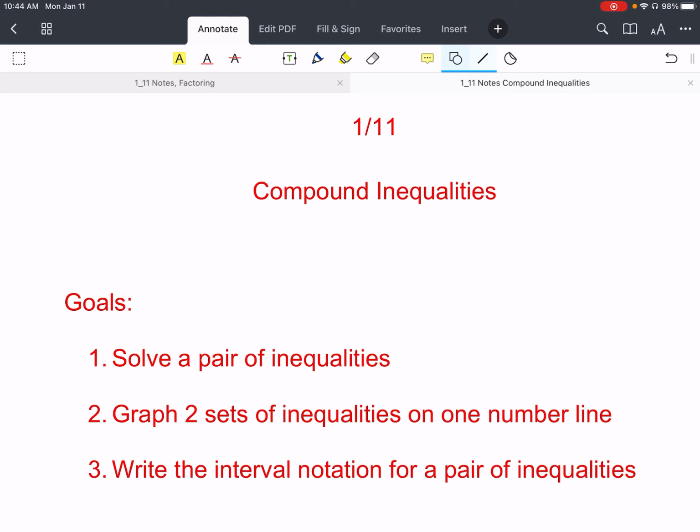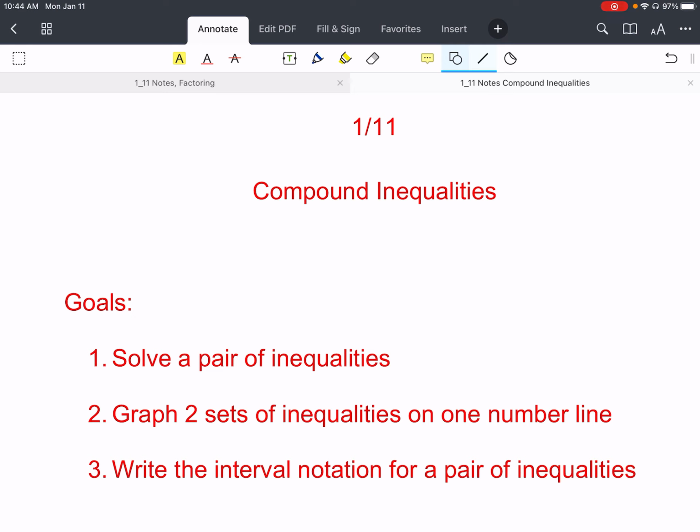Hello. Today's lesson is the introduction of compound inequalities. So, of course, compound meaning multiple. We are going to split this lesson into 2 days just to make sure that you are comfortable with the pace and that you understand it.